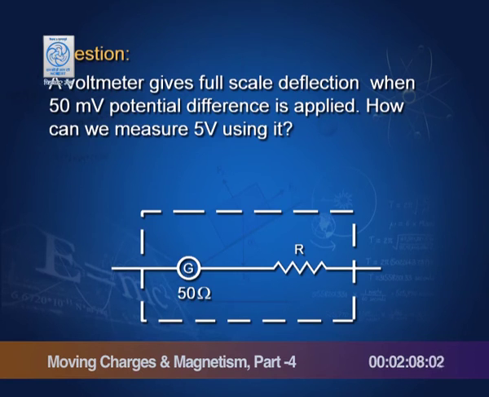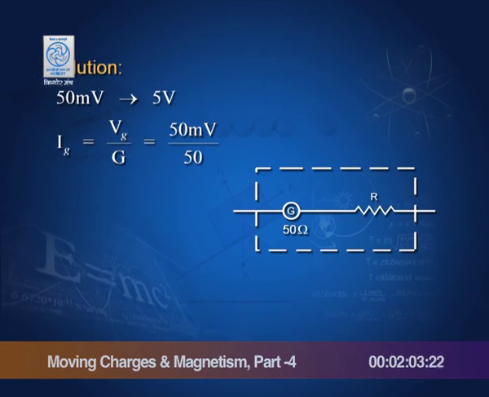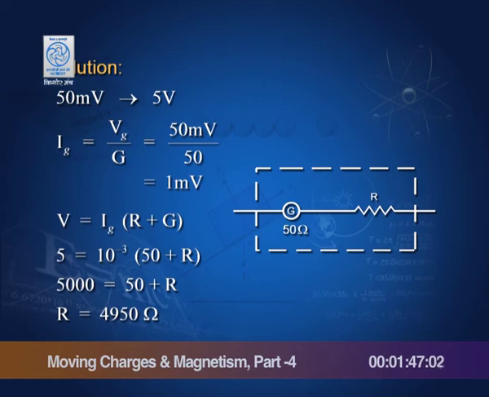In this situation, the maximum current through the galvanometer Ig equals Vg divided by the resistance of the galvanometer, as the maximum potential difference Vg is 50 millivolt. So, Ig equals 50 into 10 to the power minus 3 divided by 50, which equals 10 to the power minus 3 ampere.